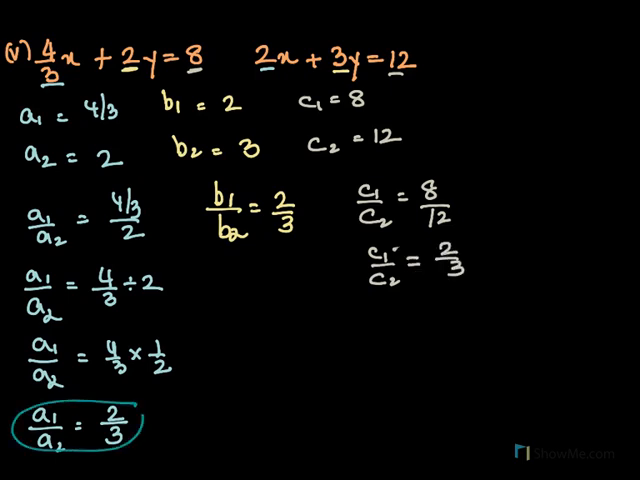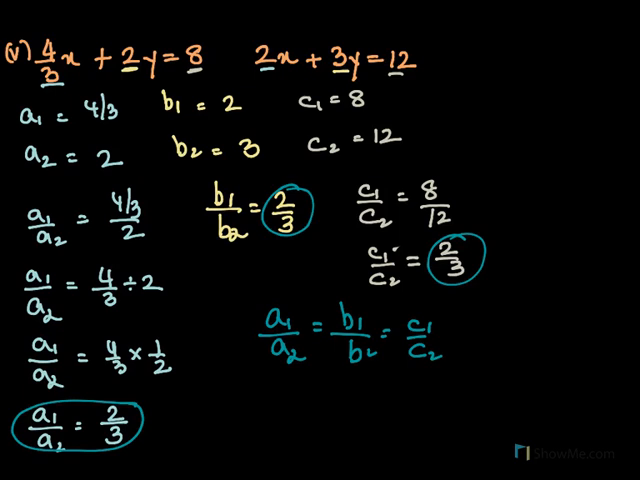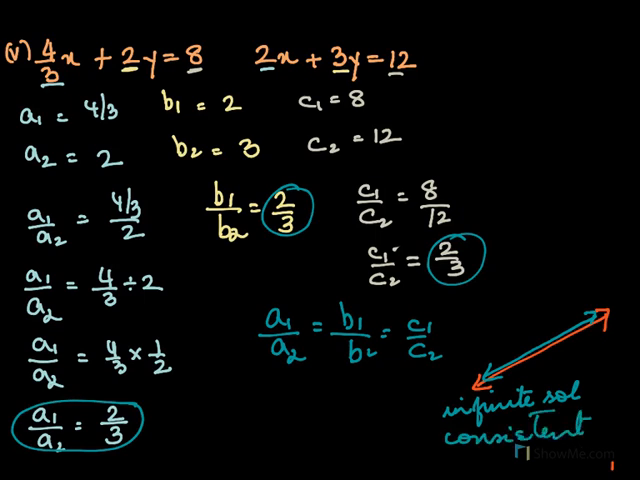Now if you see, your A1 by A2 is this, your B1 by B2 is this, and all of them are equal. A1 by A2 equals B1 by B2 equals C1 by C2. So here again we have lines that are coincident. One line and the other line is also over this line only. Both the lines are coincident. So if they are coincident, they have infinite solutions because they meet at infinite points. So they are consistent. They have solutions, that is consistent.